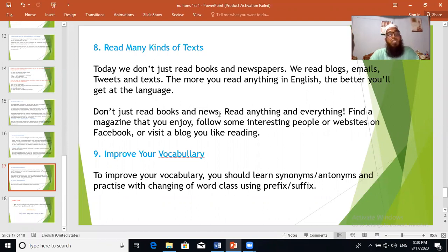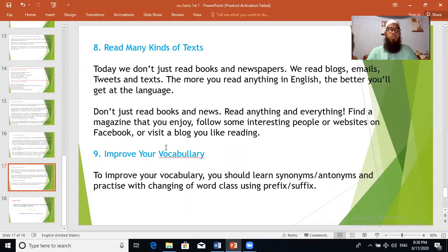Don't just read books and news. Read anything and everything. Find a magazine that you enjoy. That is the technique. How can you start your reading? Find a magazine that you enjoy. Follow some interesting people or websites on Facebook, or visit a blog you like reading. So you should start like this.